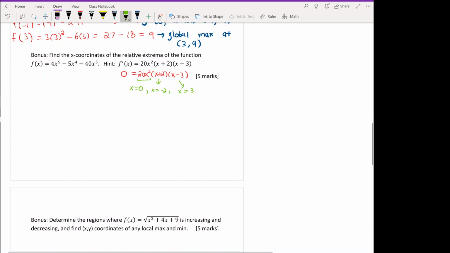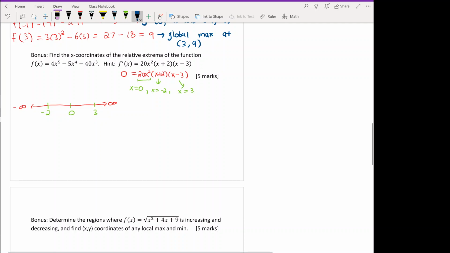Now we have to, because it's a relative extrema, not global, so that's a very important difference, we have to make a number line. So we go from minus infinity to infinity. We cut the number line at all 3 spots, at negative 2, at 0, and at 3. And now we have lots of regions to check.